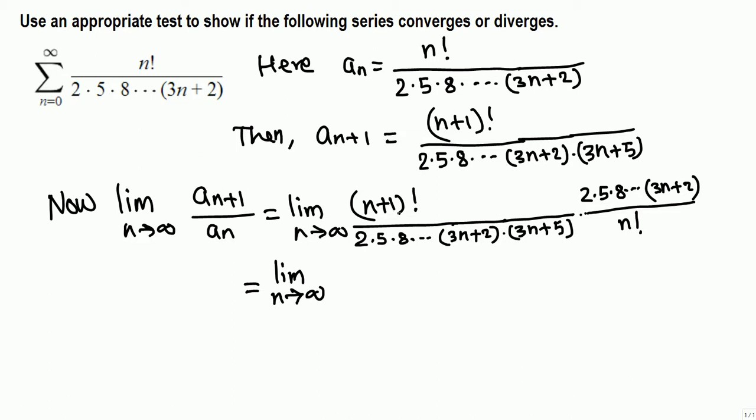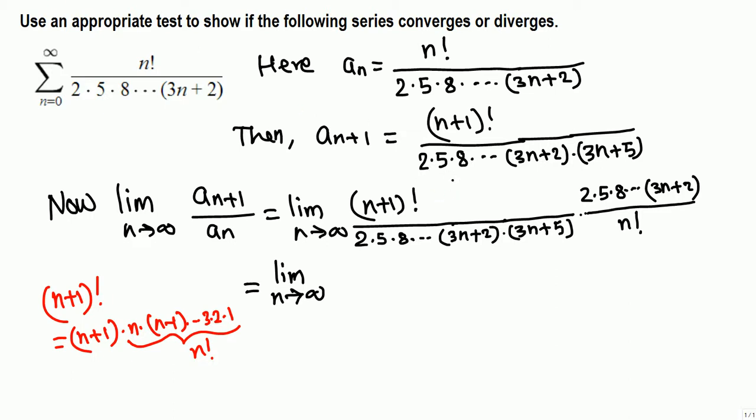N plus 1 factorial is the product of n plus 1, 1 less n, 1 less n minus 1 all the way to 2 times 1. If we leave n plus 1 there, then we have n times 1 less all the way to 1, that is the same as n factorial. So n plus 1 factorial is the same as n plus 1 times n factorial.